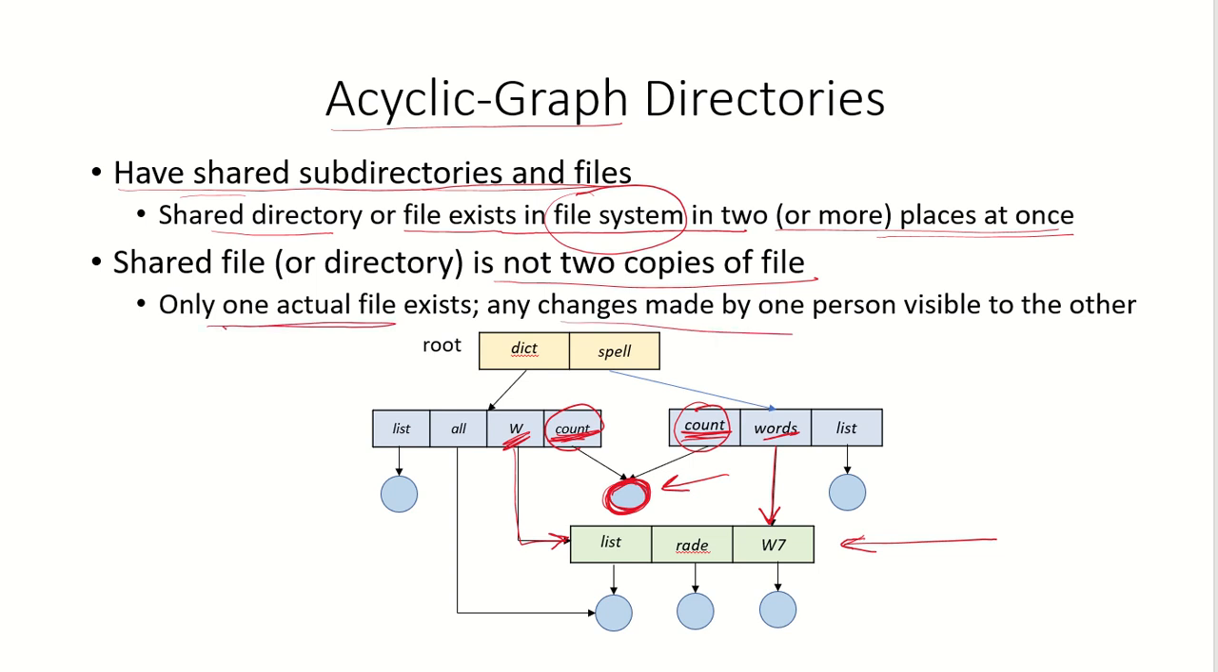So any changes made by one person, if this person makes any change to this file, then these changes will be visible to this person as well immediately. Similarly, this subdirectory is the same copy, though it has entries in multiple places in the directory structure.